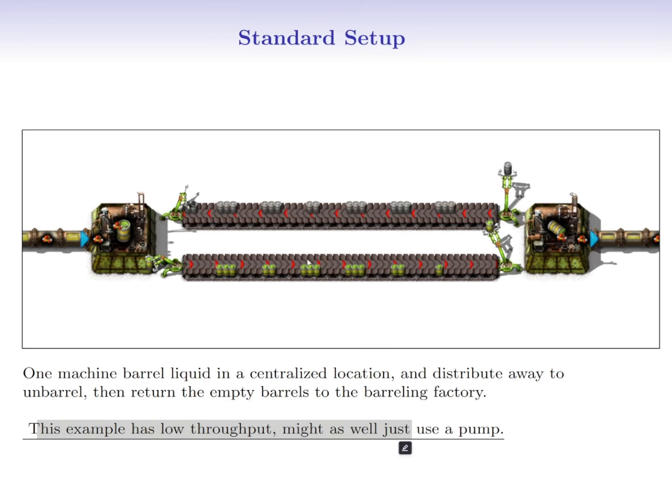Well, if you look at this picture, it has a really low throughput, right? There's lots of gaps, lots of empty spaces, and in this case, you might as well just use a pump.